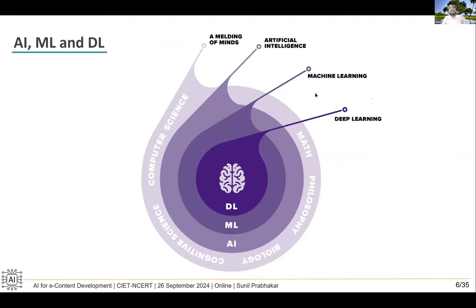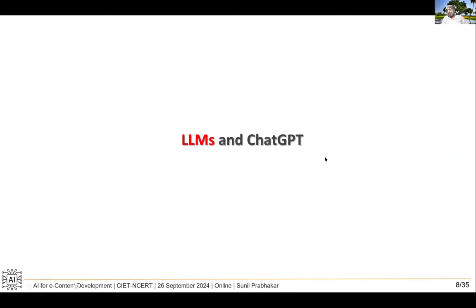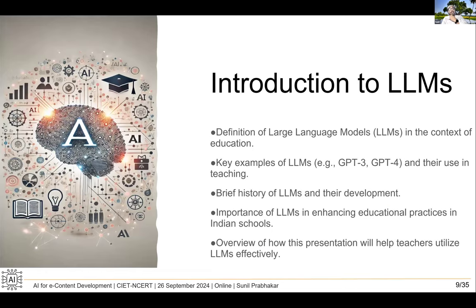Okay, this Venn diagram shows the relation. You can use this Venn diagram to learn about the relation between these technologies. Machine learning is a subfield of artificial intelligence, and deep learning is a subfield of machine learning. It is only a sophisticated machine learning. And all this generative AI, LLM, ChatGPT, everything is actually a result of deep learning. So first we need to learn about the LLMs, large language models, and ChatGPT.